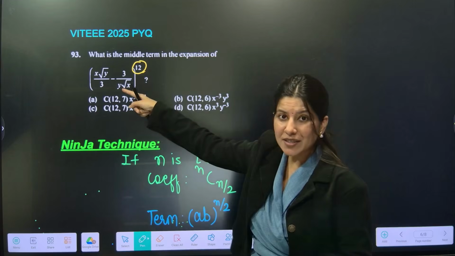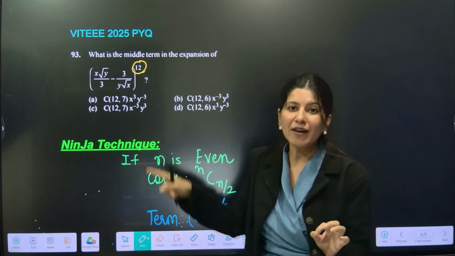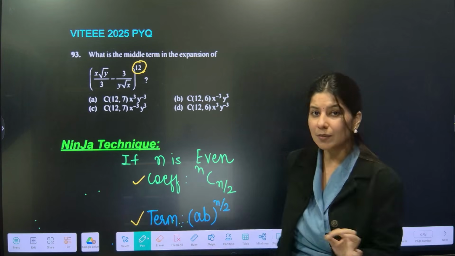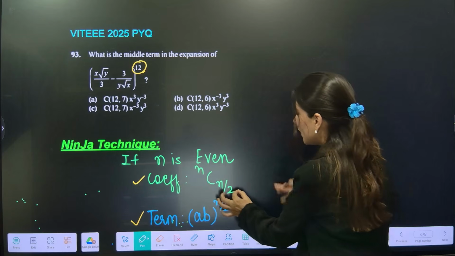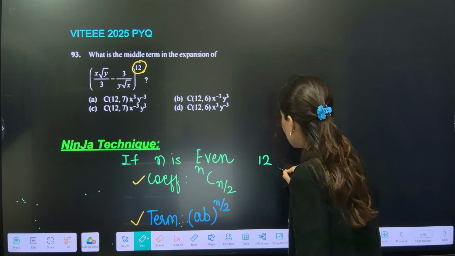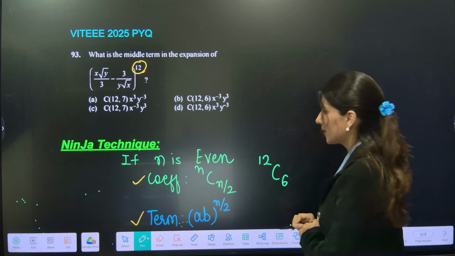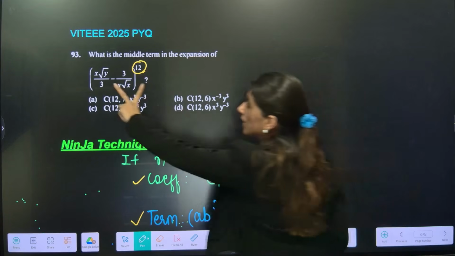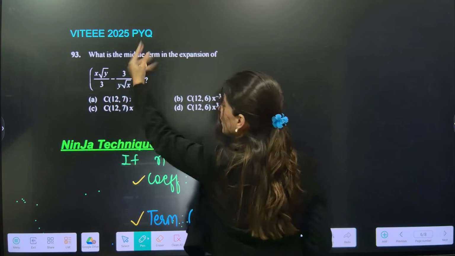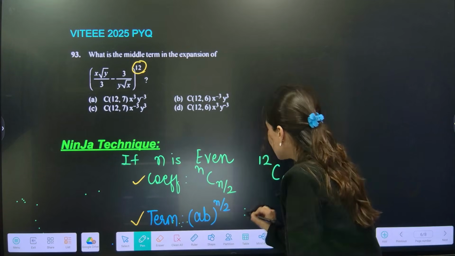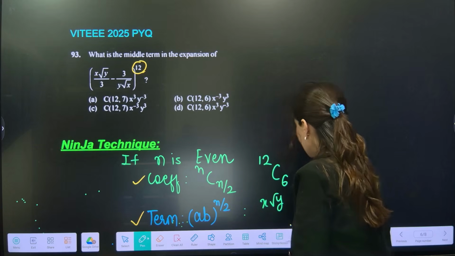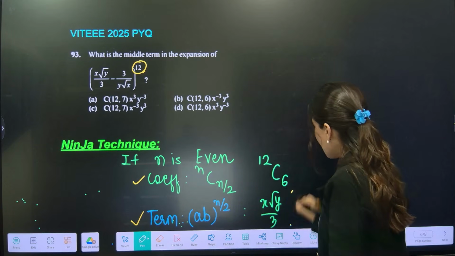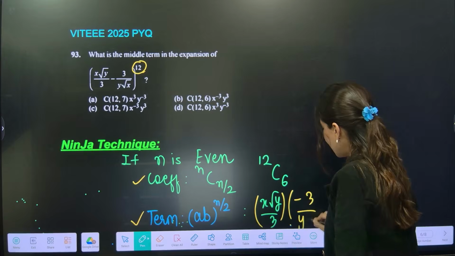If a middle term question is given and the power is even, all you have to do is find the coefficient and find the term. Coefficient formula is nC n by 2. So your n is 12, so the answer will be 12C 12 by 2, which is 6. To find the term, you have to multiply these two things and the power should be again 12 by 2.